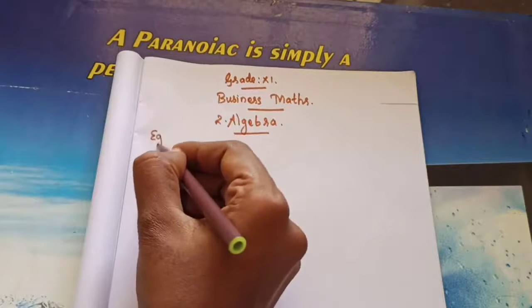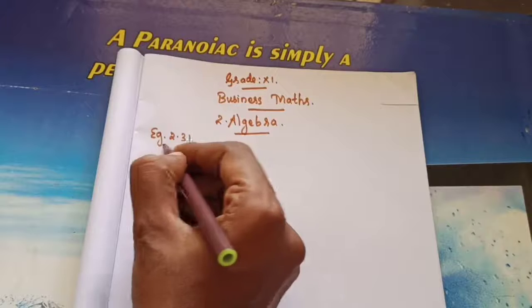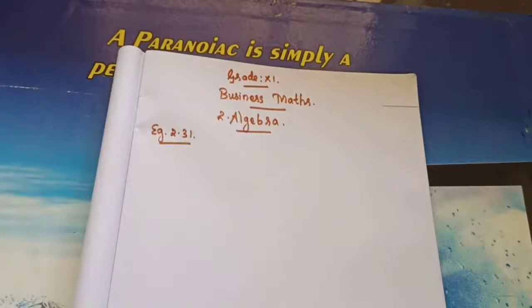So example 2.31. Please students, all of you turn your book and take down example 2.31. I am reading the question from your book. A cricket team of 11 players is to be formed from 16 players, including 4 bowlers and 2 wicket keepers. If you see this problem in your book, you'll think it will be very difficult. Okay, but the thing is very easy if you understand the question.